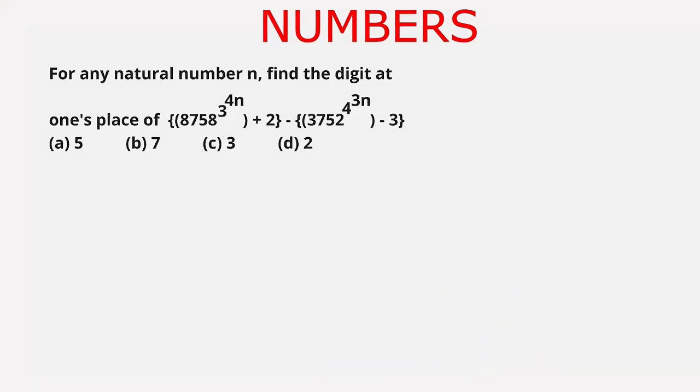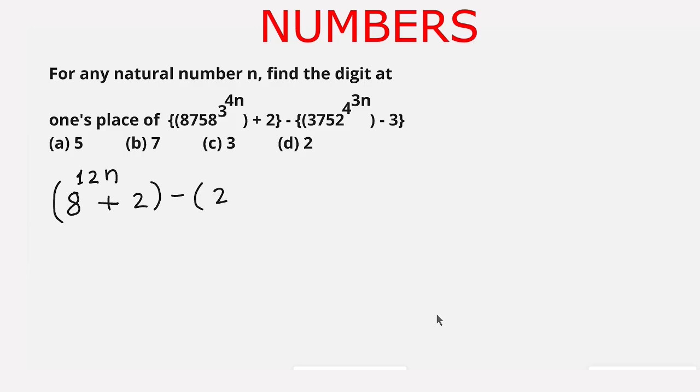As we have to find the ones place digit, so we have to consider only ones place digit. The ones place digit of 8758 is 8, and the power to this number is 3 and again 4n. So this is 12n. We can write it as 8 to the power 12n plus 2. And in second parenthesis we can write it, the ones place digit of 3752 is 2, and the power to it is 4 and again 3n.